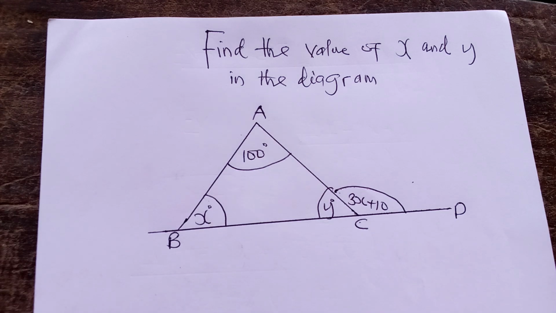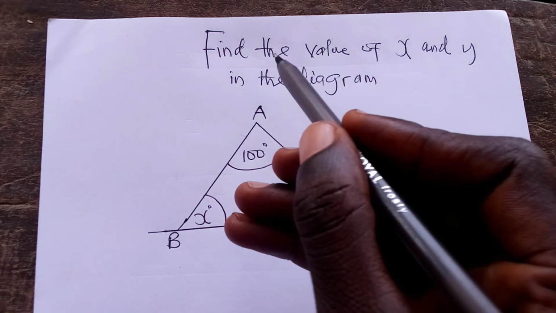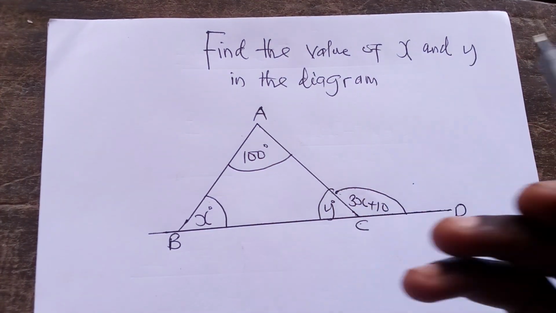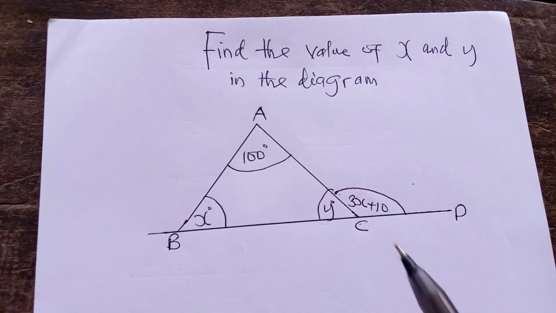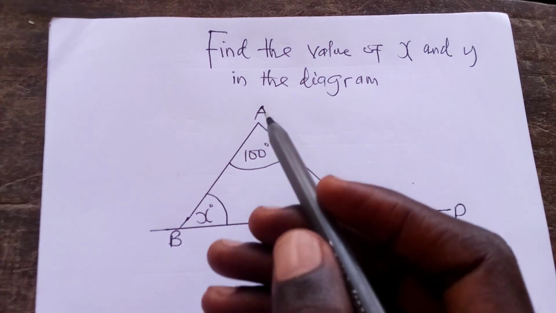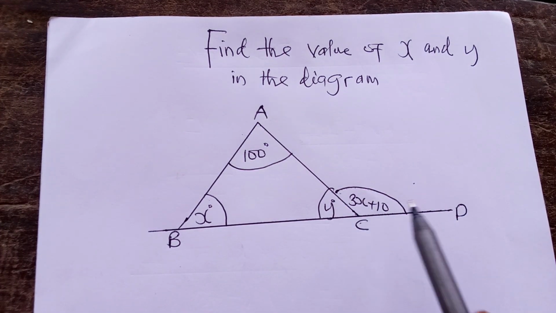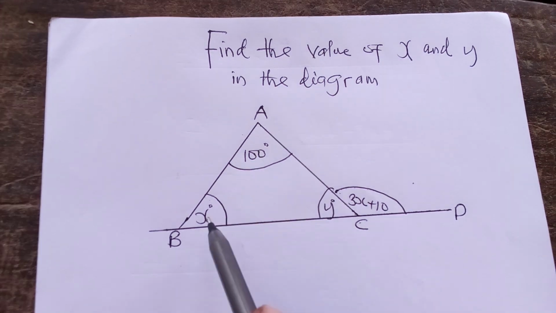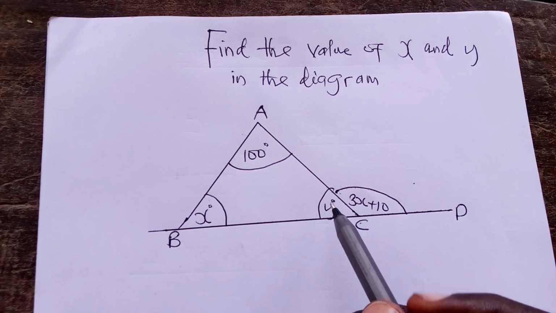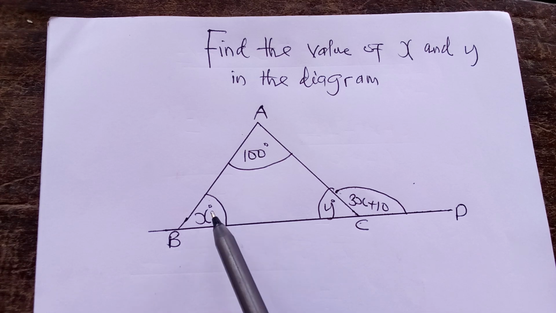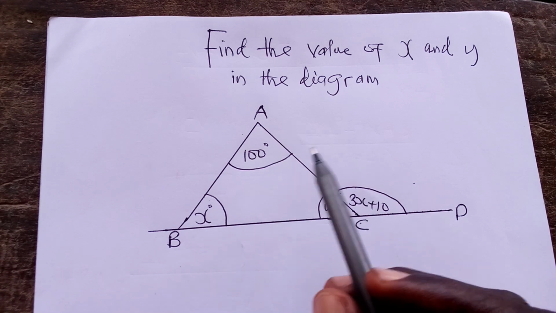Welcome to BK Mathematics. We are given this geometry problem. It reads: find the value of x and y in the diagram. This is the diagram that we are given: A, B, C, and D. We have 3x plus 10, 100 degrees, x degrees, and y degrees. Then we have to find the value of x and y in this diagram.